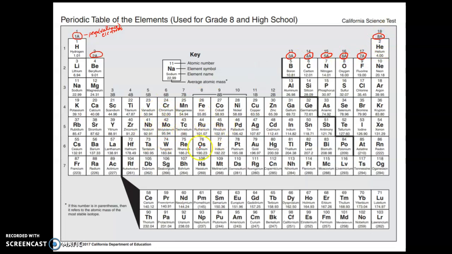Don't worry about these here. These are unique and we'll be talking about those later on. So just a reminder, as you go down the periodic table, just remember the size gets larger.